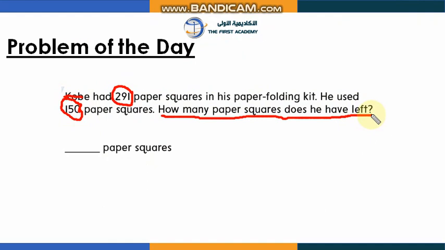But how do you know that we are going to minus? Because he said, how many paper squares does he have left? So the word left helps us to find out this problem needs to be, who can say?